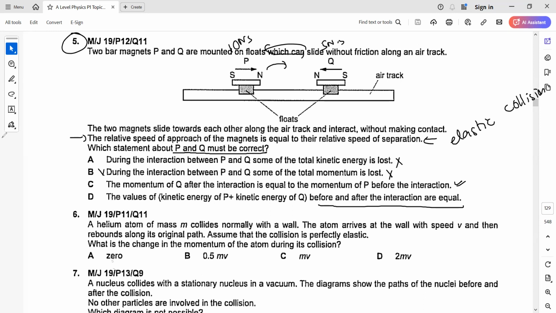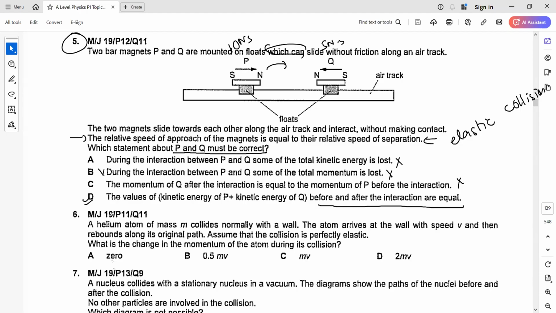Oh, sorry. They want us to find out the correct statement. C is the incorrect one. So C is still the incorrect one. D is correct. Now, if I say momentum of Q after the interaction is equal to the momentum of P before the interaction, why is this wrong? It has to state that momentum of Q and P after the interaction is equal to the momentum of P and Q before the interaction. So total momentum still stays conserved. Kinetic energy gets interchanged, right? So I'm really sorry. C is basically incorrect because it says only Q and only P. So I missed that part, right?